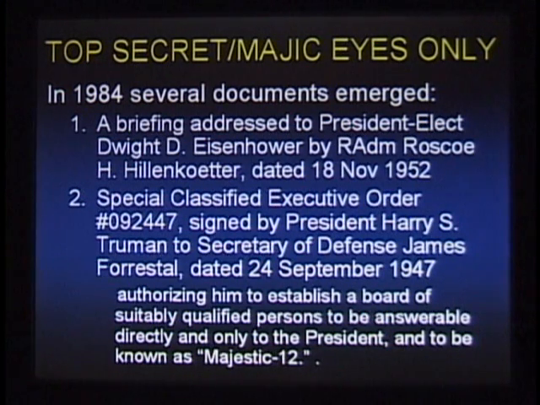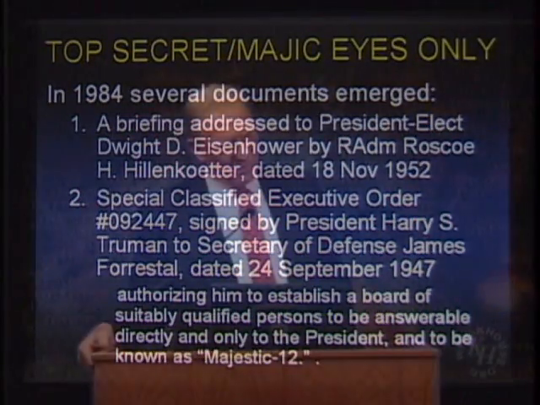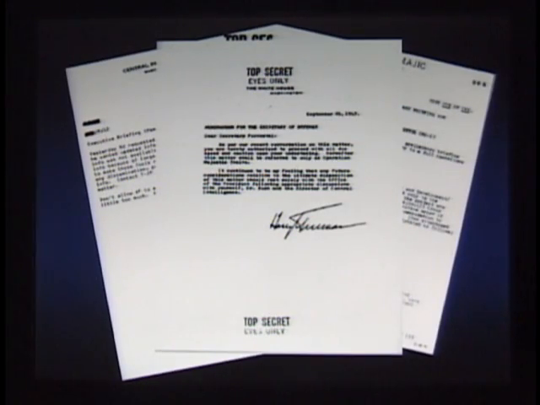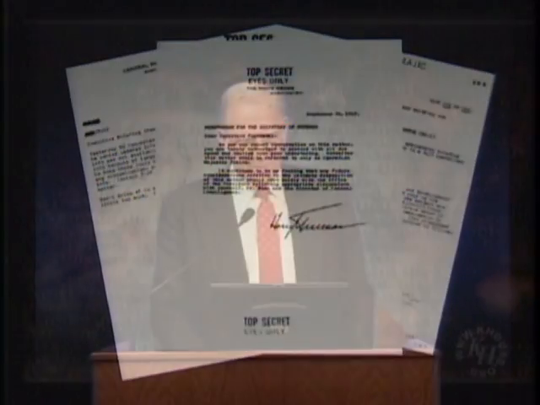And his letter apparently authorized him to establish a board of suitably qualified persons to be answerable directly and only to the President. And the code name for this august group of appointees was Majestic 12. That was the code name. And these documents, all kinds of documents show up, CIA documents and other things, including this memo signed by Harry Truman establishing this august group. Now, who were this group called Majestic 12?